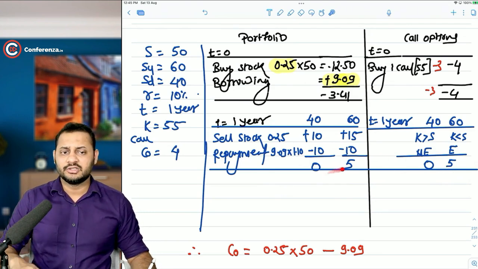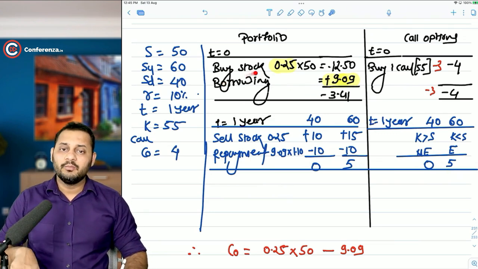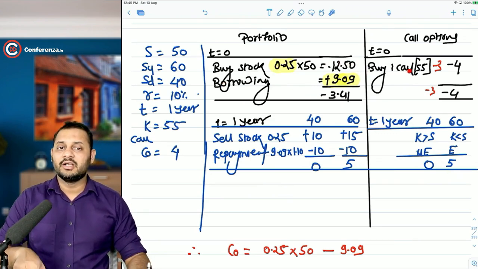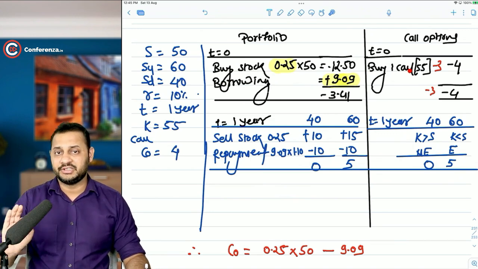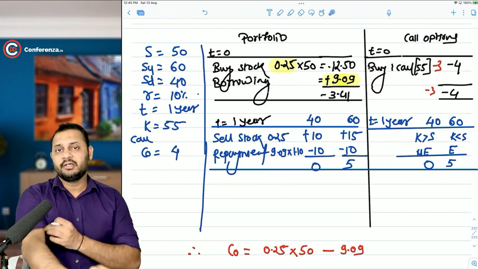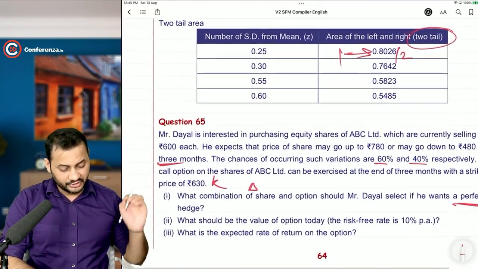Net is 0. 0 and 0 is 0. 5 and -5 is also 0. So buying 0.25 stock and selling 1 call will be the answer for perfect hedging. Okay, I'm just repeating once again. They are saying what combination of share and option.